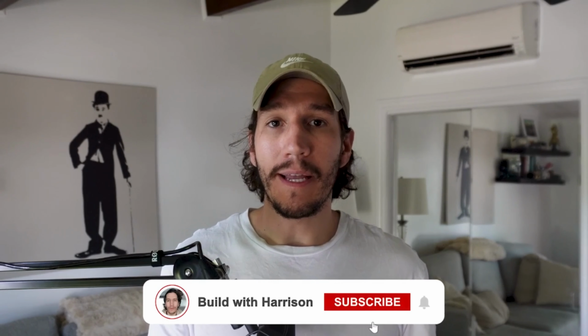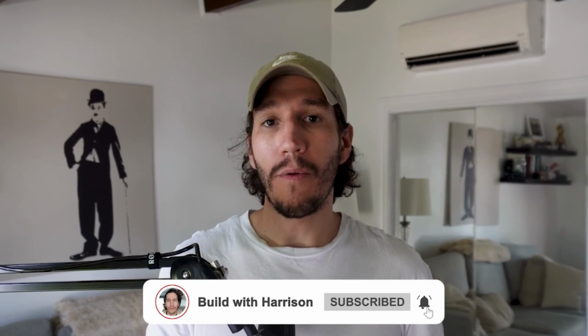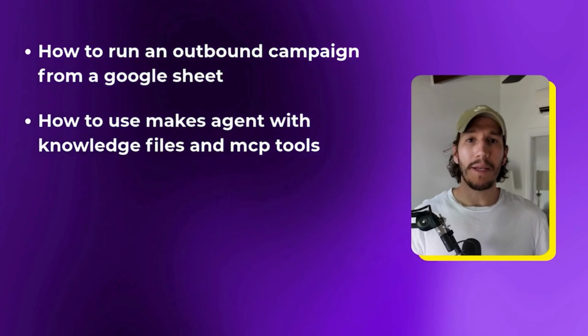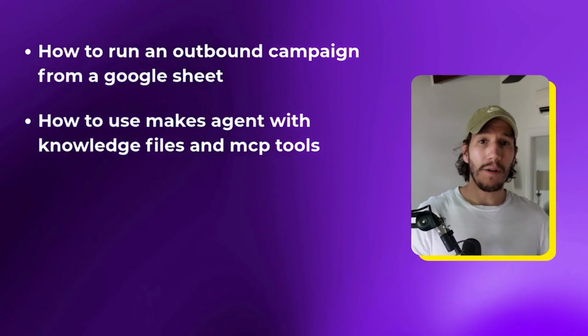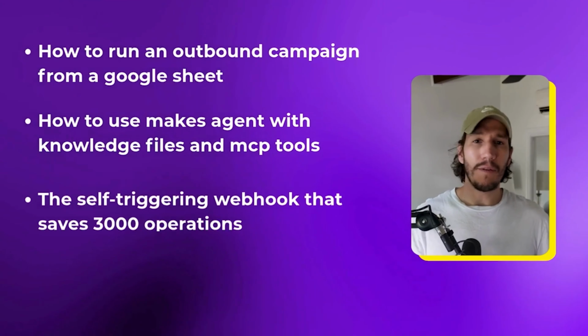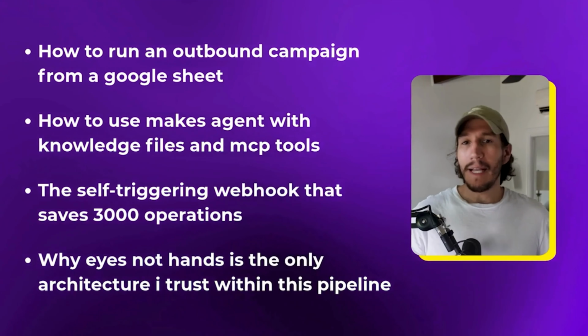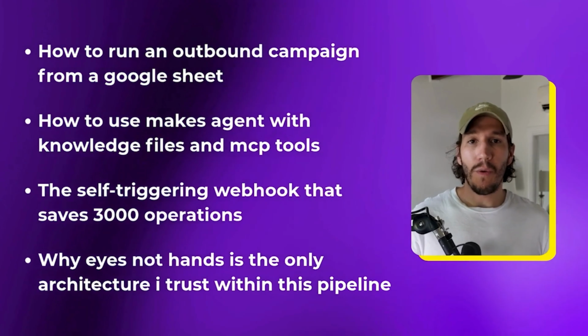One Google Sheet and an AI agent that can see everything in Instantly, which is my cold email outreach campaign system. I'm gonna walk you through this entire build, and I'll show you how you can run this safe, unattended, because that matters more than the automation. In this video, you'll learn how to run an outbound campaign from a Google Sheet, how to use Make's agent with knowledge files and MCP tools, the self-triggering webhook that saves 3,000 operations, and why eyes not hands is the only architecture I trust within this pipeline.